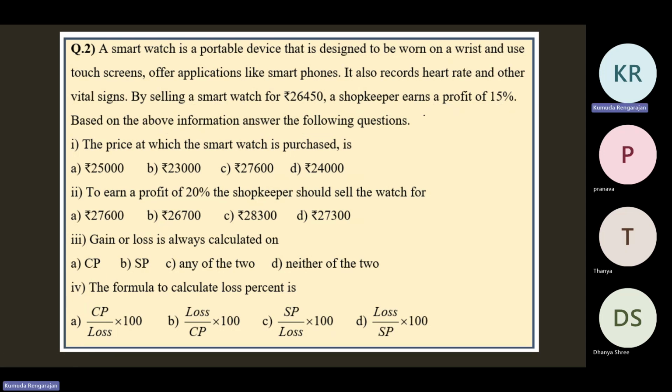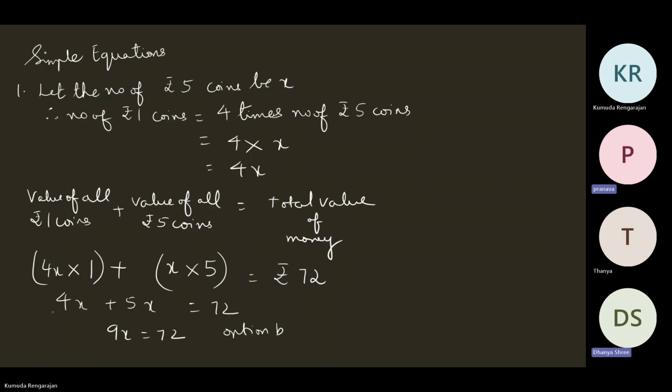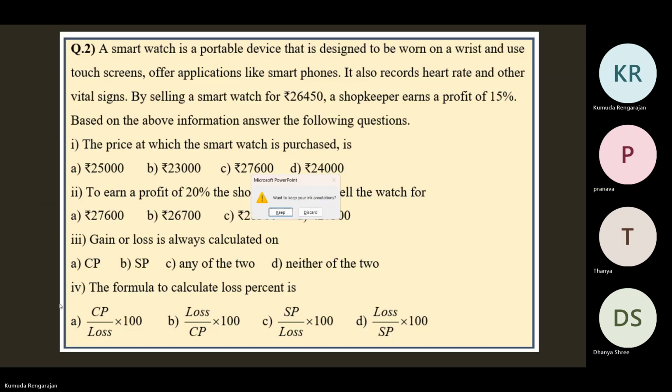Okay, so by selling, SP is equal to 26,450 and profit is equal to 15%. So you should find the CP. What's the CP, children? What's the formula to find CP? CP is equal to 100 divided by 100 plus. Correct. One minute. I'll just take a new slide.